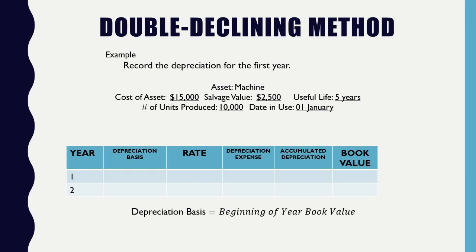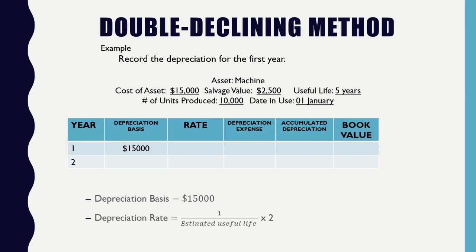What does that even mean? In this case, when you are looking at book value, we know that we have to calculate book value by taking your asset cost minus your accumulated depreciation. Since it's the very first year, your asset cost is $15,000 and you don't have any accumulated depreciation. So for the very first year, your beginning of the year book value is your asset cost, because you haven't depreciated at all. So that means $15,000 is what you're going to begin with.